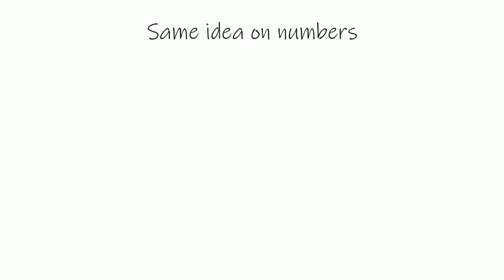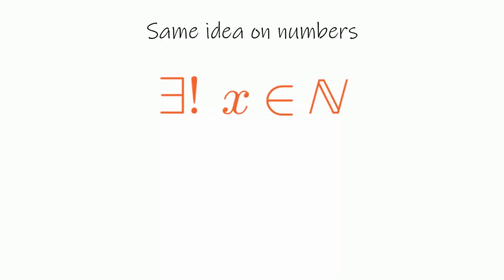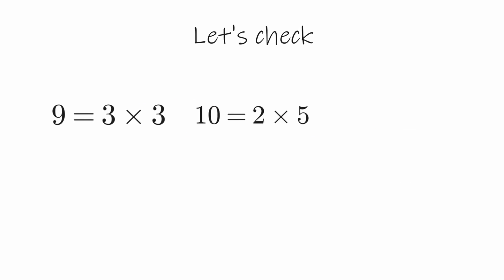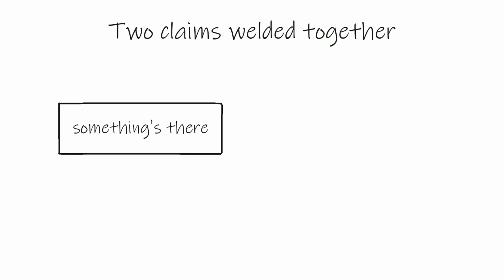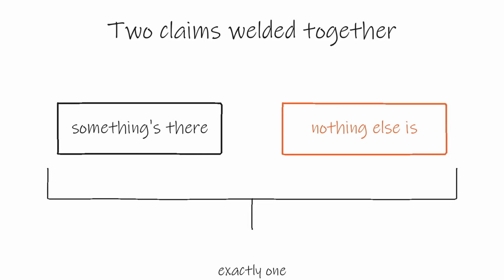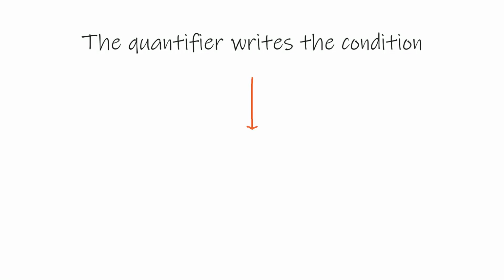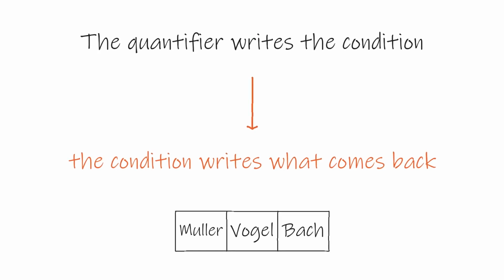Same idea on numbers. There exists exactly one X in the natural numbers with X between 8 and 12, and X prime. Let's check. 9 is 3 times 3. 10 is even. 11 survives. That's 2 claims welded together. 1, something's there. 2, nothing else is. 11 gives you the first. The dead 9 and 10 give you the second. The quantifier writes the condition. But the condition writes what your query hands back.